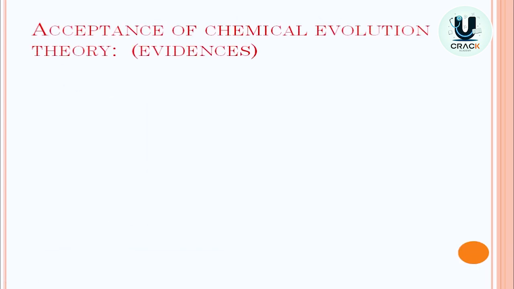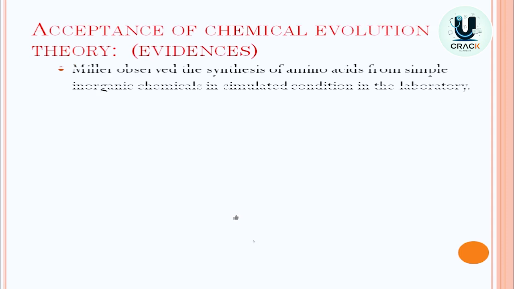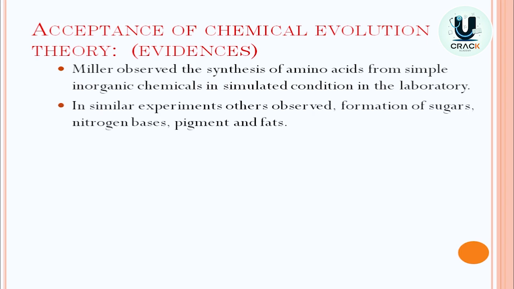Acceptance of chemical evolution theory evidence. Miller observed the synthesis of amino acid from simple inorganic chemical in simulated conditions in the laboratory. That is the same experiment.